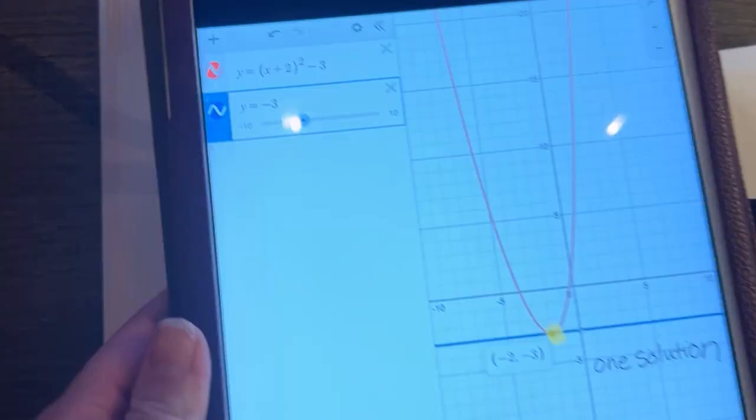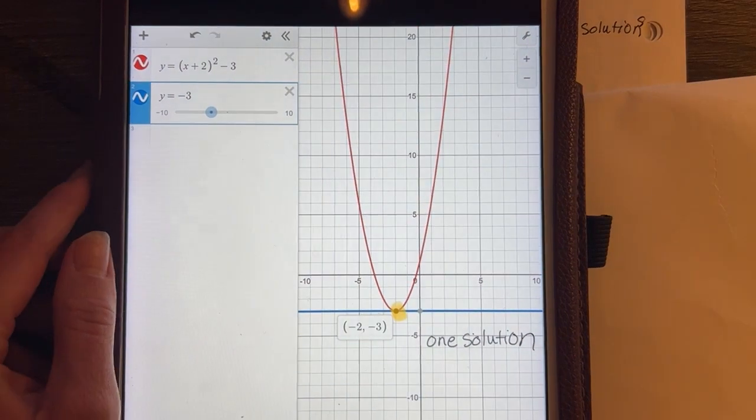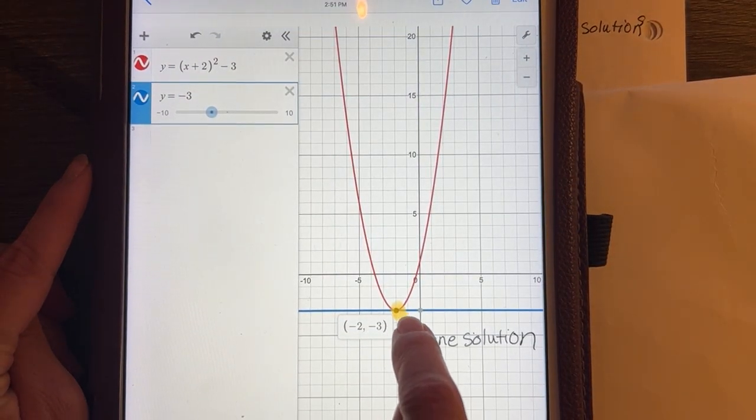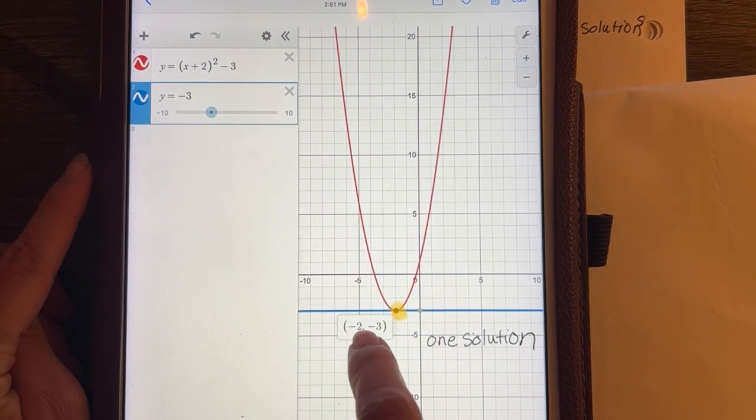And here's the graph to show you that. So here's the two functions, and they intersect at one point here, and that point is (negative 2, negative 3).